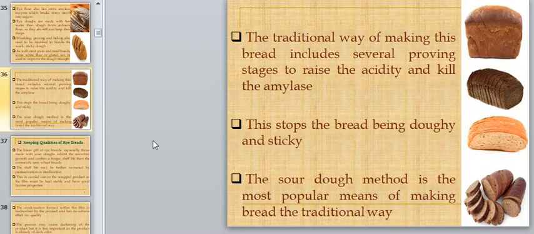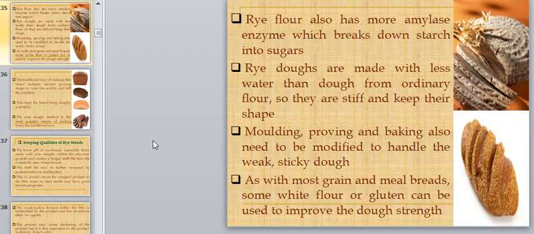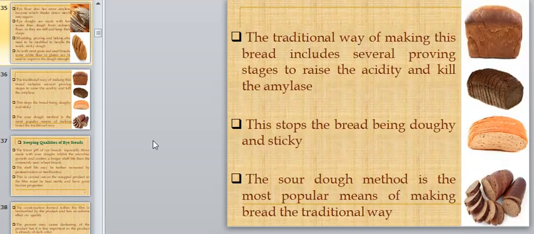We make the bread by the traditional way because, I missed the point earlier, it's written here that rye flour has more amylase enzyme. So what's the main function of amylase enzyme? It breaks down starch into sugars. We make the bread in the traditional way so that it raises the acidity and kills the amylase enzyme. Why do we do that? Because it stops the bread from being doughy and sticky. It reduces the stickiness of the product.